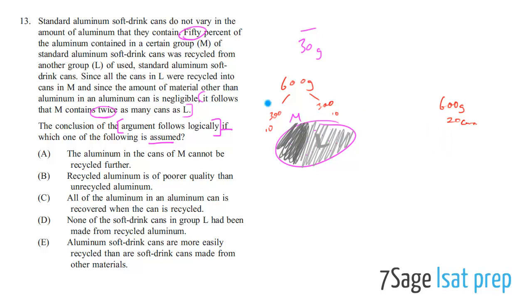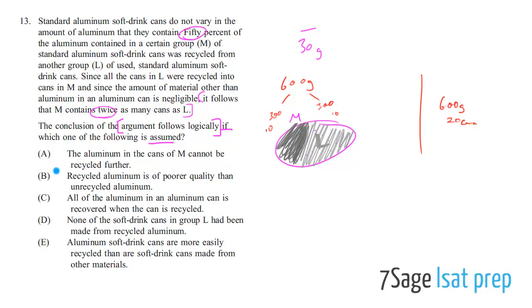So really, when we said all the cans were recycled into group M, all the cans were recycled, but only half the aluminum survived, right? In which case we get 300 grams of aluminum, but it no longer means that M contains twice as many cans as L, because now M only has 20 cans, and L started out with 20 cans as well. It just lost half its aluminum in the melting process, right?